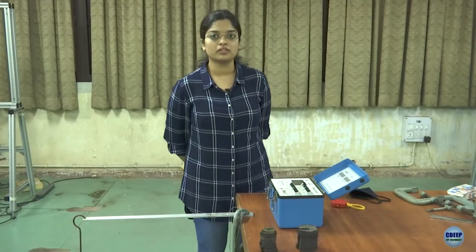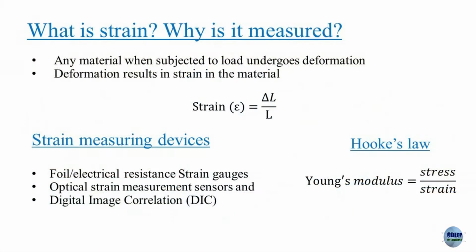Today I am going to talk about strain measurement experiment. First let me explain what is strain and why it is measured. Any material when subjected to loads undergoes deformation and this deformation is measured as strain. Strain is the change in length to the original length of the specimen. Strain is measured using foil or electrical resistance strain gauges, optical strain measurement sensors and digital image correlation. The strain measured from these devices will be used to compute the modulus of the material using Hooke's law.